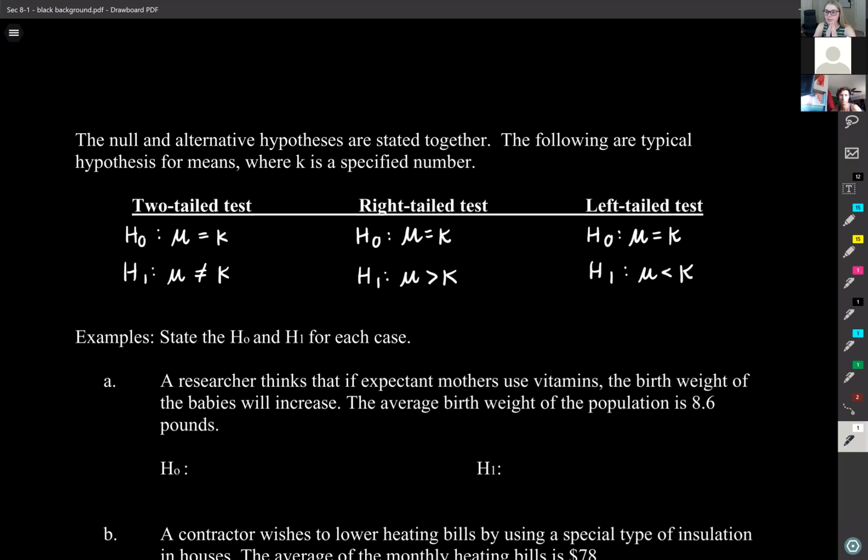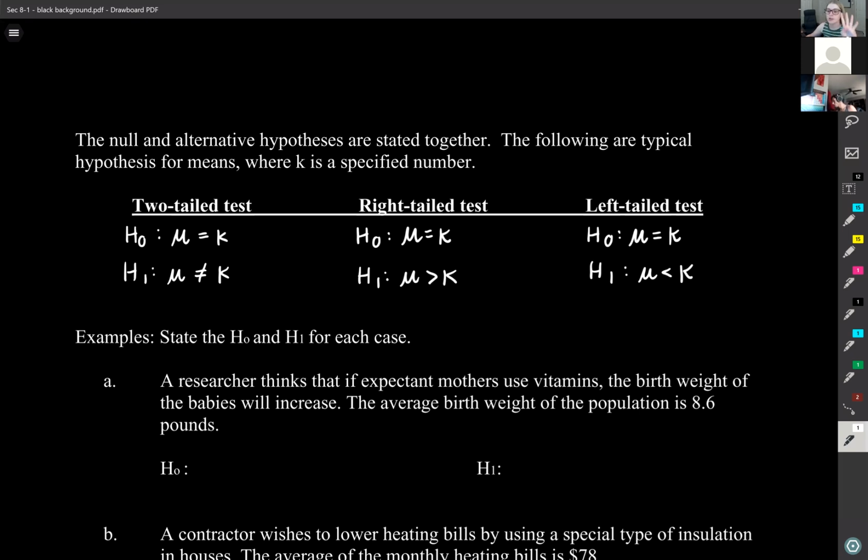So two-tailed test, mu can be on either side. Right-tailed, it can be on the right side. Left-tailed, it can be on the left side. Like we said above, usually we want to reject the null hypothesis. So whatever we think or whatever we are going for in our test to be true is going to be our alternative. So we're trying to gather enough information to reject the null.